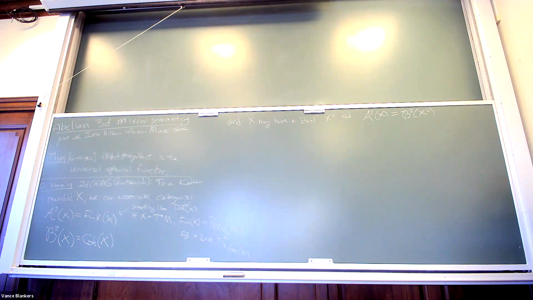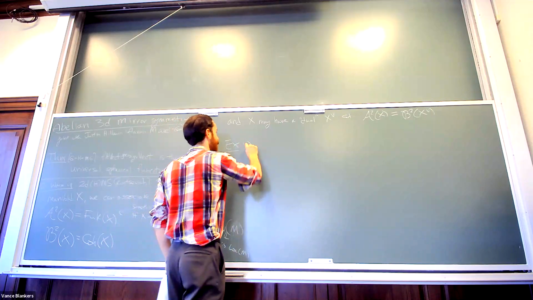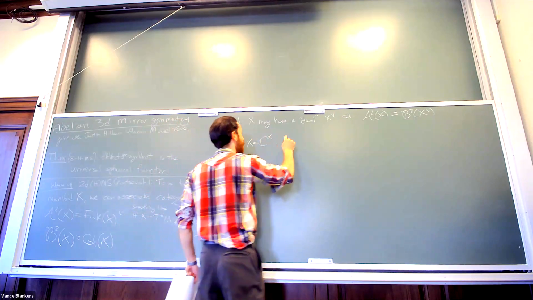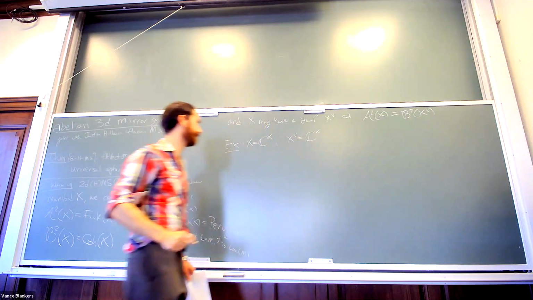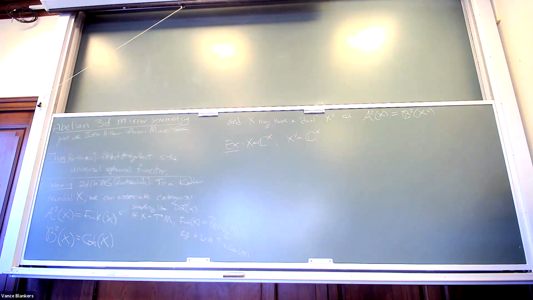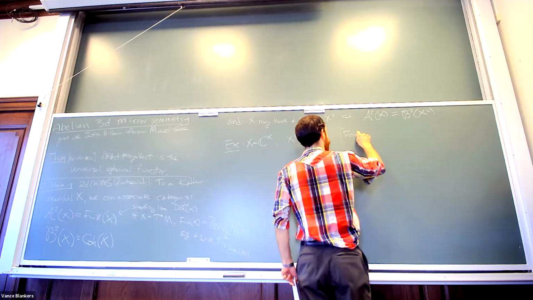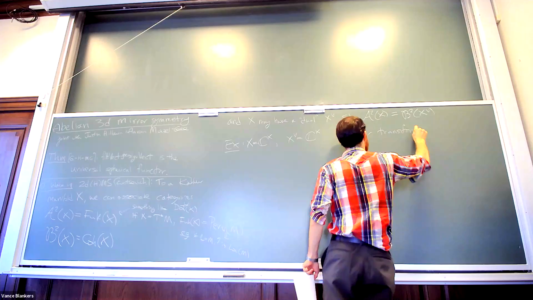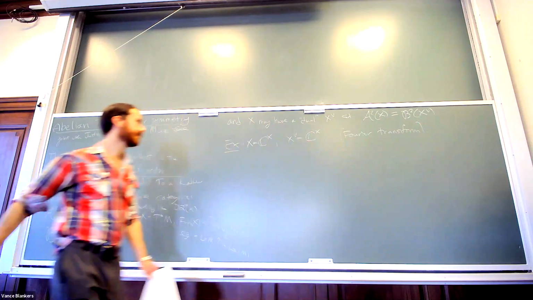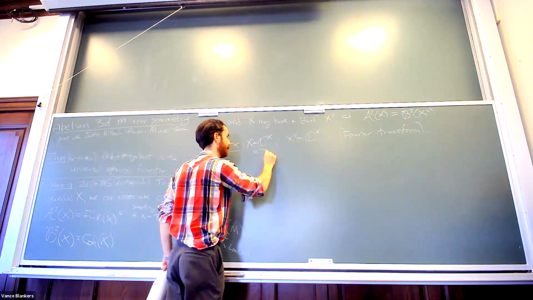And now let me give an example. The one example I really care about in this context is the example where X is C star, and it turns out in this case the dual space is also C star. So this goes by the name of the Fourier transform. And why do I call it the Fourier transform? Well, this C star is T star S1.